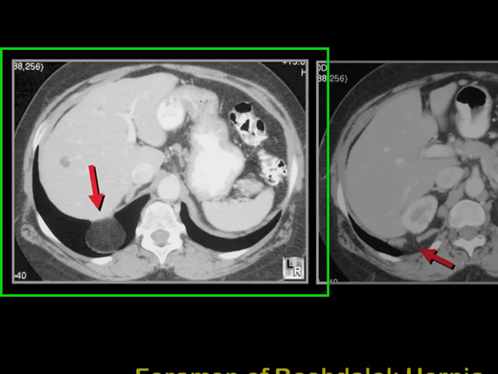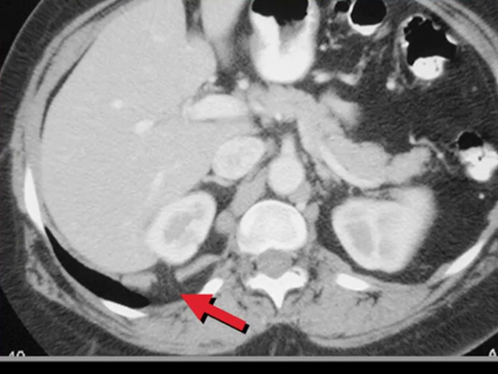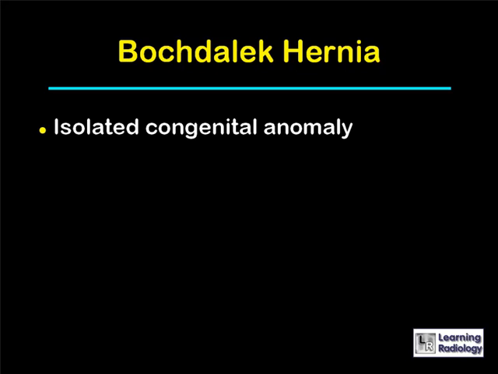The red arrow in this image is pointing to fat which has herniated through a defect in the diaphragm. In this image, the red arrow is pointing to the actual defect in the diaphragm itself. Bochdalek hernias usually occur as isolated congenital anomalies.